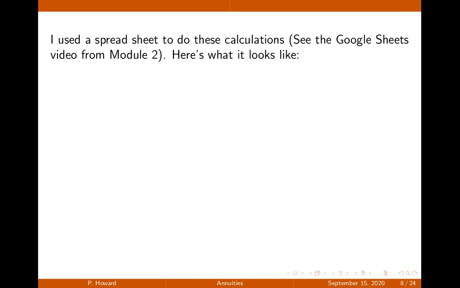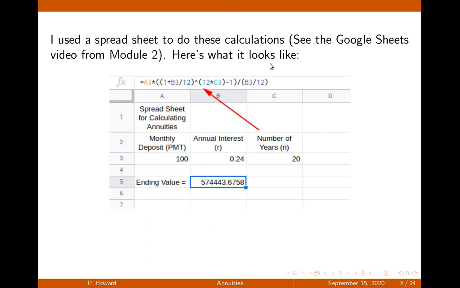I used a spreadsheet to do these calculations, and this is what I recommend. If you are interested in using a spreadsheet, in particular Google Sheets, you can look at the Module 2 video on using Google Sheets. Here's what the spreadsheet that I used looks like. I have put the monthly deposit, that's PMT, in cell A3. I have put R, the annual interest, in cell B3. And I put the number of years, that's 20 in our problem, in cell C3.